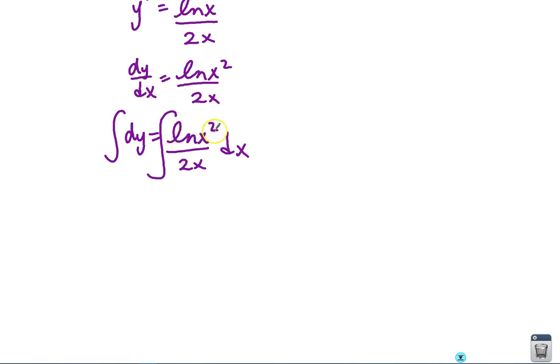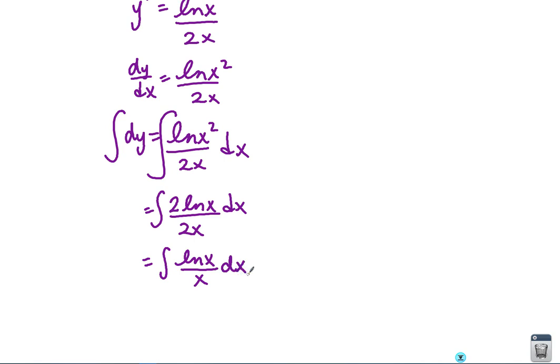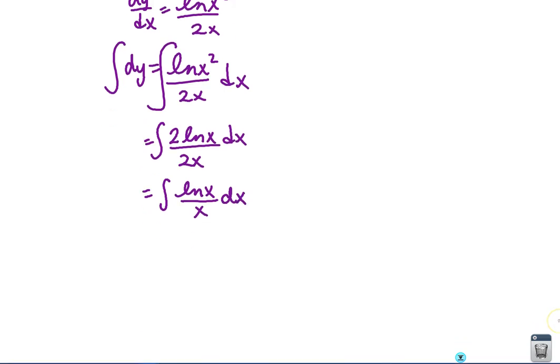What I know, though, is that if I have the natural log of x squared, technically this is the same thing as 2 times the natural log of x over 2x. That's when I use my log properties to bring it to the front. And then dx out here. So the nice thing is the 2's cancel. Now I'm left with the integral of the natural log of x over x dx. Now I can do an easier u substitution. I can say u is equal to the natural log of x, and then du is 1 over x dx, which I do have right here. That works out much better.